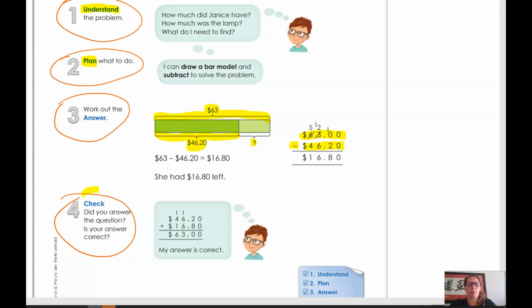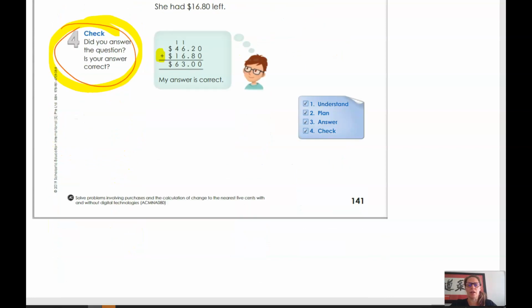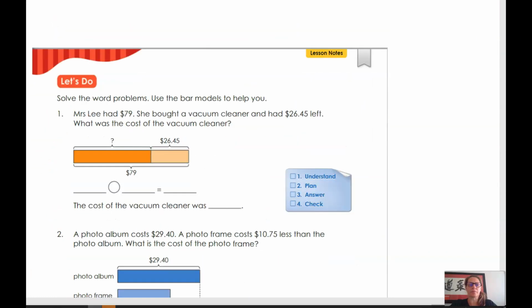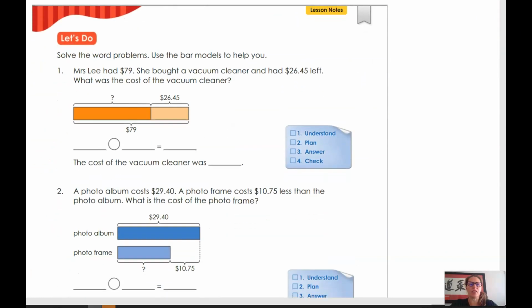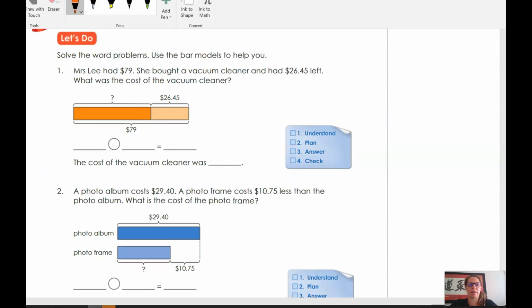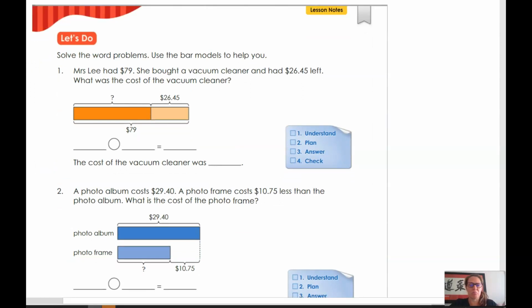Now remember, when we're checking, if we've used subtraction, we're going to use addition. Okay, and that's an easy thing to do. This is not hard, but we're going to do the first one together. For those who need it, if you don't need it, you're going, oh, Mrs. Simic, please, I'm good at this, you can turn me off and go and do your work.